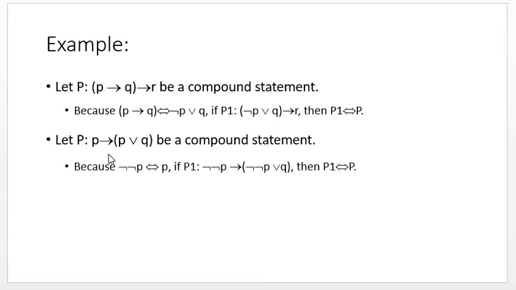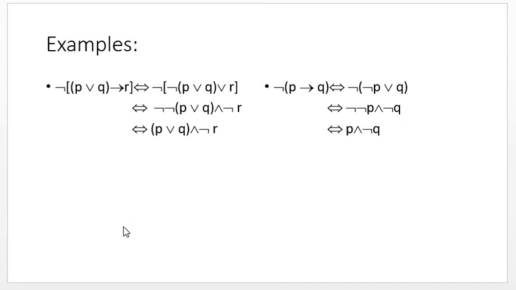Similarly, consider a compound statement P implies P or Q. Since we know that negation of negation P is logically equivalent to P, P1 is obtained by replacing P by negation of negation P. That is, P1 is negation negation P implies negation negation P or Q. So P1 is logically equivalent to P. So by applying substitution principle, we can simplify a given compound statement.